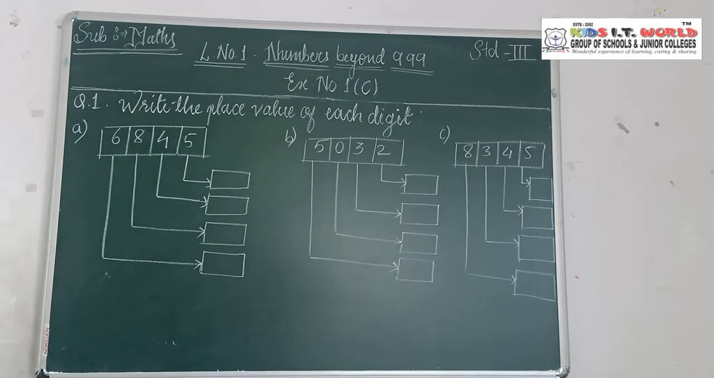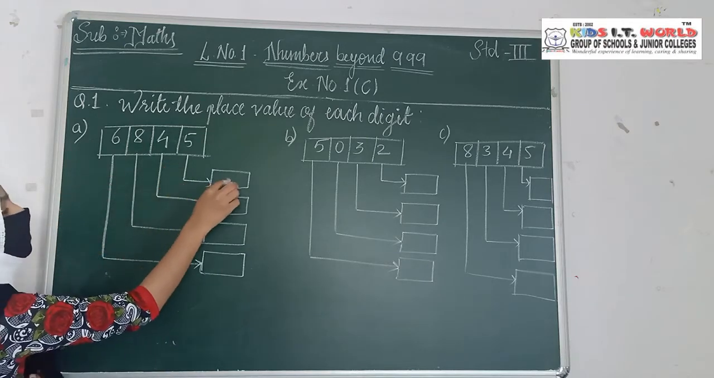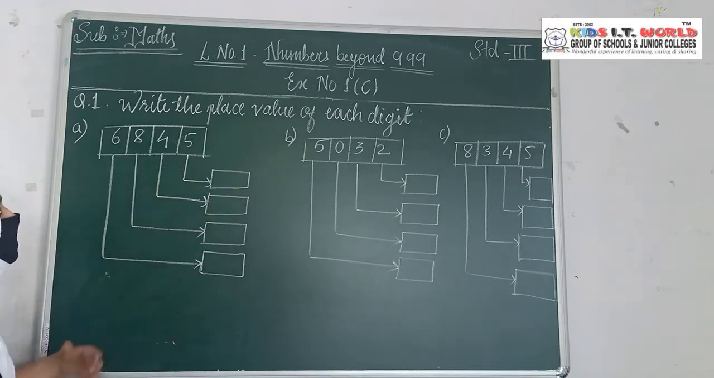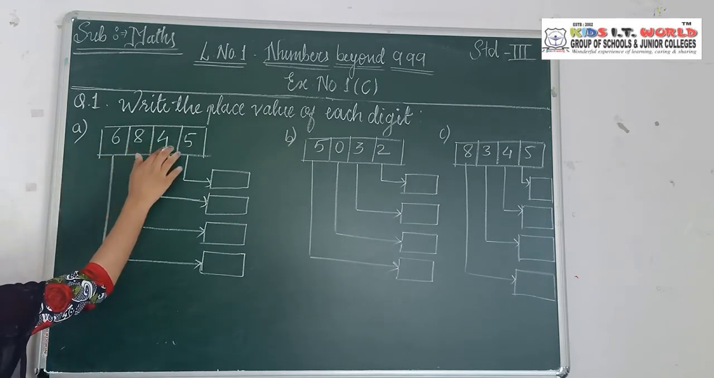Now, let's come into the exercise first C. In the first C, the topic on which you have to do this exercise is the place value of a digit. How will you find the place value of a digit? Here the questions are given to you and you have to find the place value of a digit and write the place value in these boxes. Here the number is given to you. So the first question is 6,845.